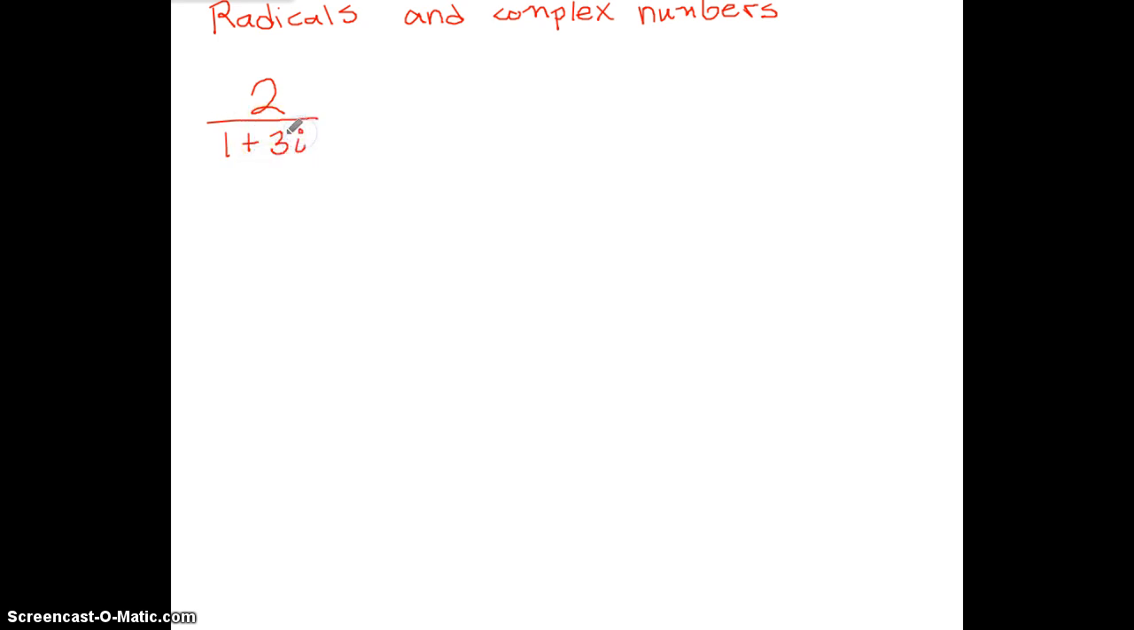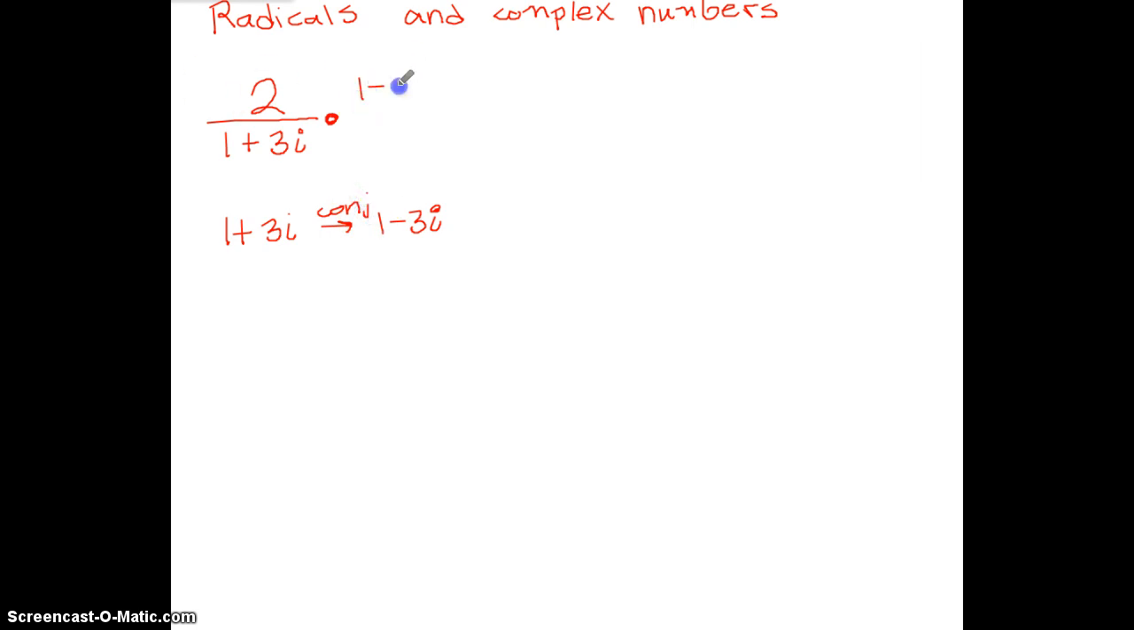The first thing that we notice is that we have a 3i on the bottom and we don't want that. We want to get the 3i on the top. So how we're going to do this is we're going to multiply both the numerator and the denominator by the conjugate of the denominator. The denominator here is 1 plus 3i. So the conjugate is going to be 1 minus 3i. I'll show you why this works in just a second. So we're going to multiply both the top and the bottom by that.